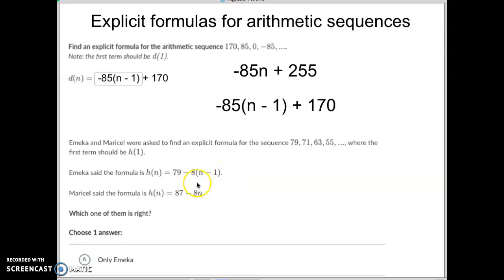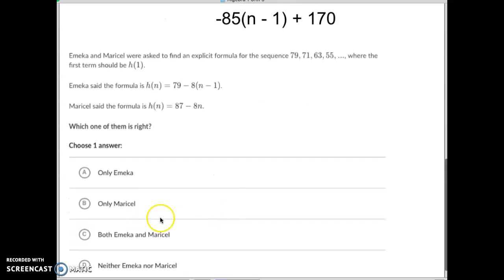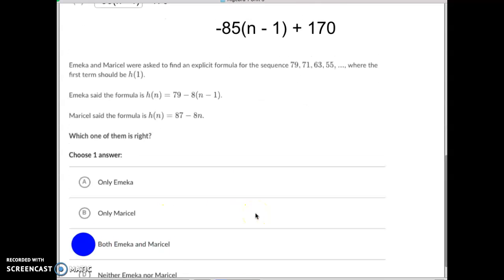So Amika is correct. Now the question is, is Maricel correct on this one? Well, Maricel has our slope of negative 8, so that's correct. And if you were to take this equation and back it up one, so notice going in this direction, we're going plus 8, plus 8, plus 8. If we add 8 to 79, we would get 87. So in this case, Maricel is correct. And you'll notice this one's in the opposite order of what we're used to as well. Normally, we would do negative 8n plus 87. They just move the positive 87 to this side. So in this case, both Amika and Maricel are correct.